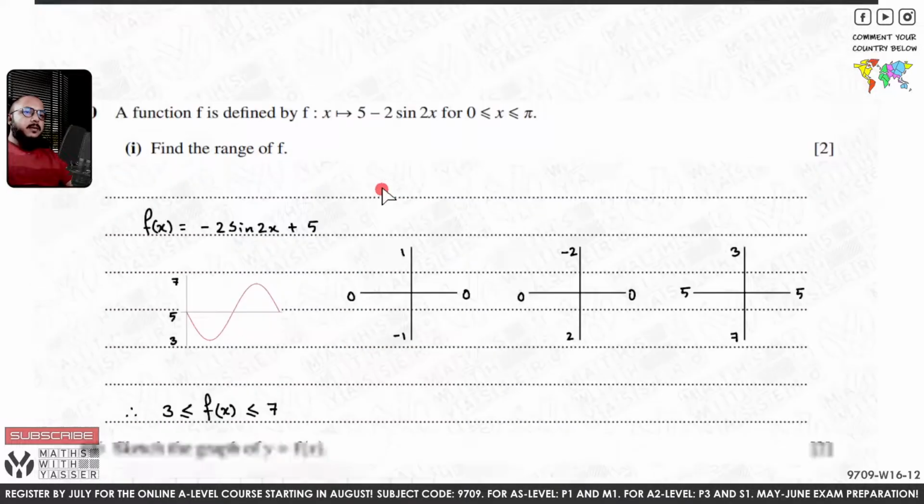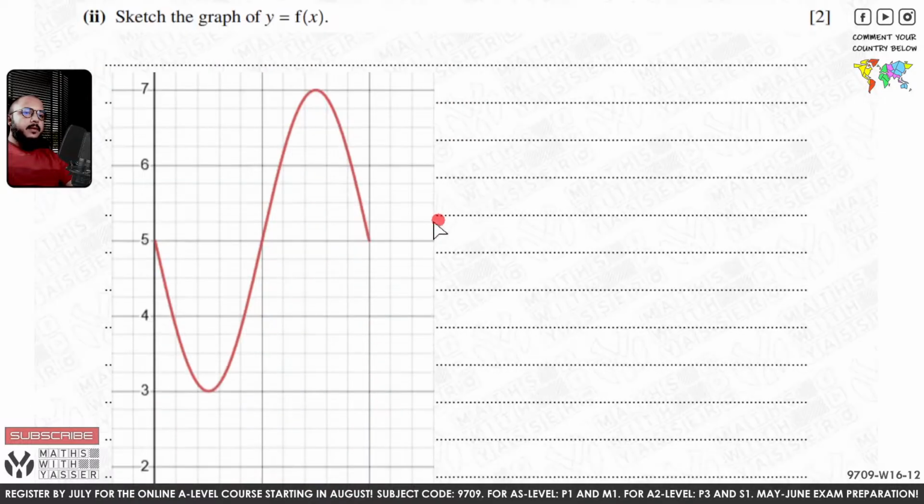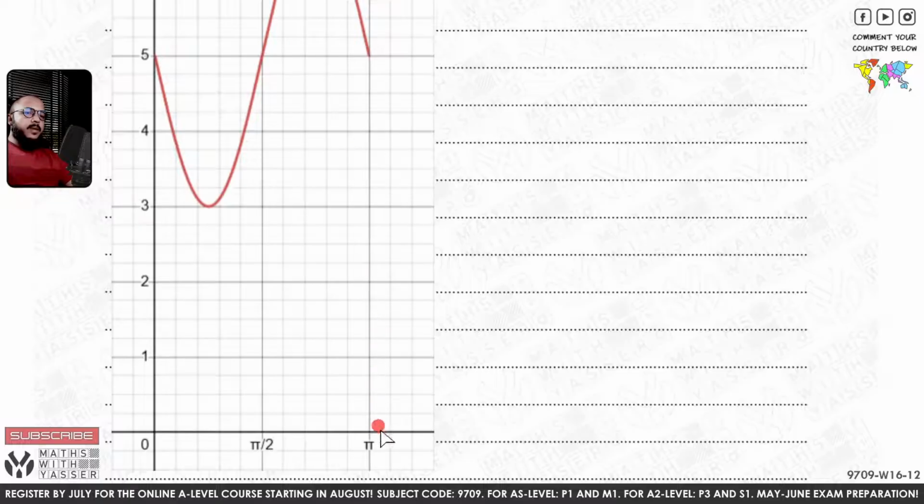So the equation was 5 minus 2 sin 2x. That means there will be 2 complete cycles within 360. That means there will be 1 complete cycle within 180, which is pi. So we have 1 complete cycle within pi. And the default sin x has the first turning point at 90. Now since all the angles are getting divided by 2, the first turning point will no longer be at 90. Rather, it will be at 45. And 45 means pi by 4.